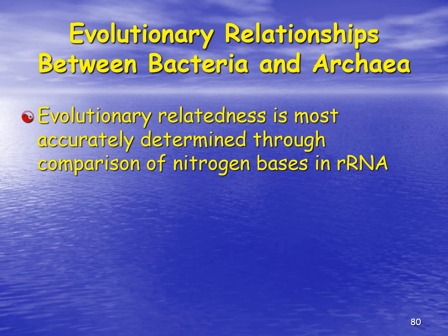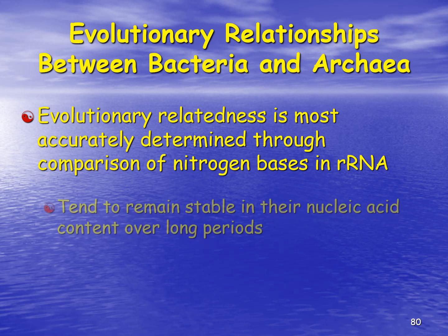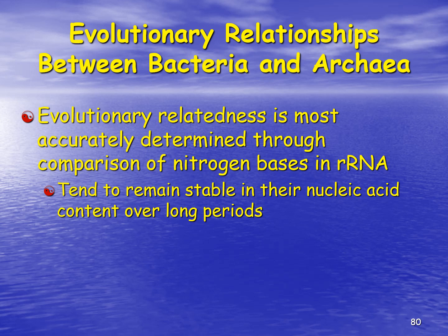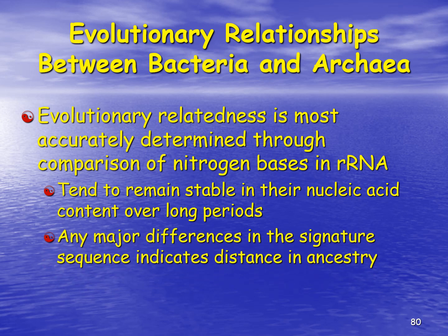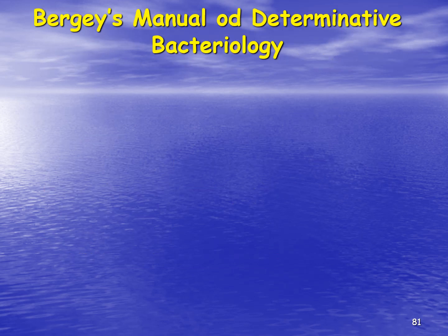Evolutionary relatedness is most accurately determined through comparison then of the nitrogen bases in the ribosomal RNA. These tend to remain stable in the nucleic acid content over long periods of time during the evolutionary process. So any major differences in the signature sequences indicates distance in ancestry.